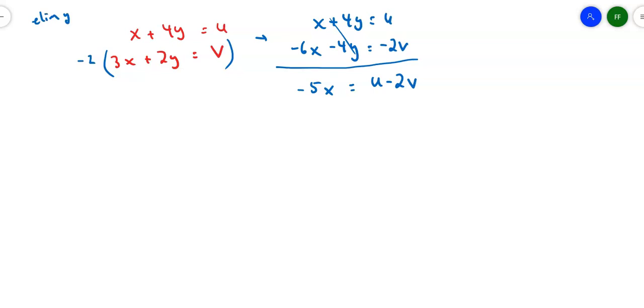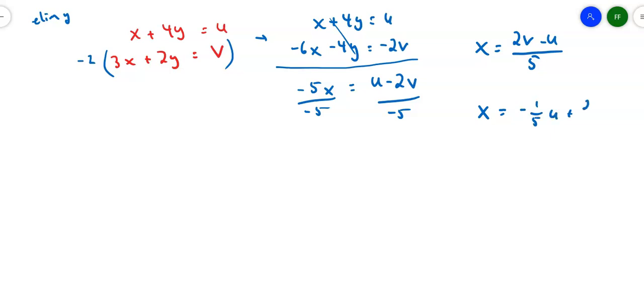Right, if you want to solve that thing for x, divide both sides by negative 5, and you get x equals (2v minus u) over 5. I'm actually going to switch this back around. I'm going to make it negative 1/5 u plus 2/5 v, because it'll make things a whole lot easier if I can put my u's and v's in the right order so I don't get confused at the end. I mean, I do get confused, so let's not confuse me anymore.